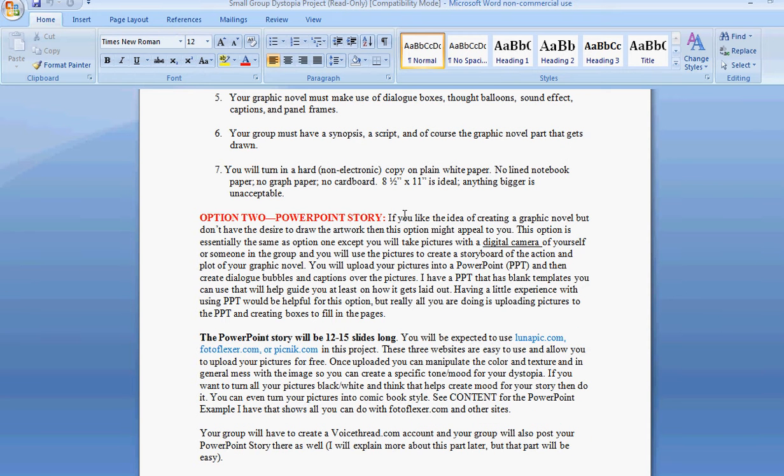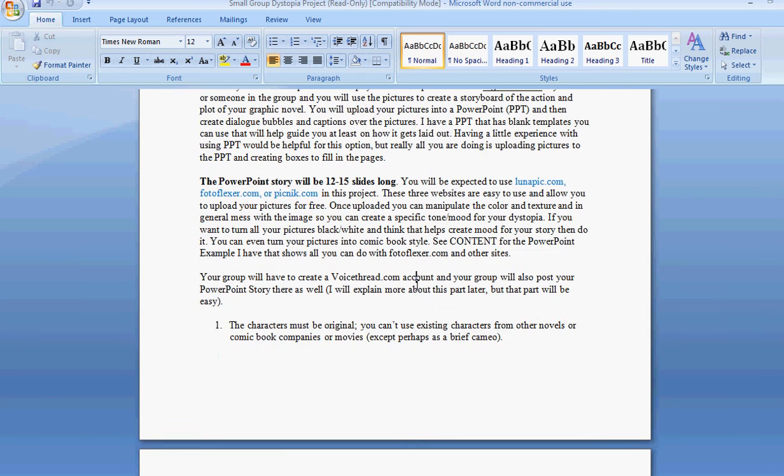Option 2 will be the PowerPoint story, and I'll show you examples of that as well. We're going to work with PowerPoint, and then you would also be working with these image manipulator sites, LunaPic, PhotoFlexer, and Picnic.com. Because you're not going to just use images, you're going to mess with them. So that's the second option.